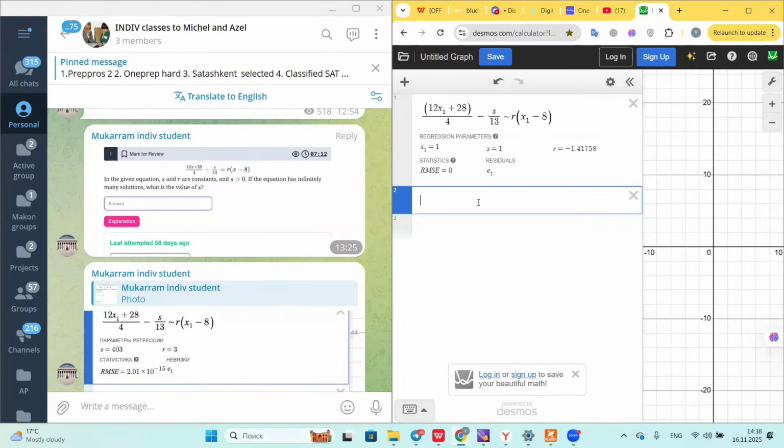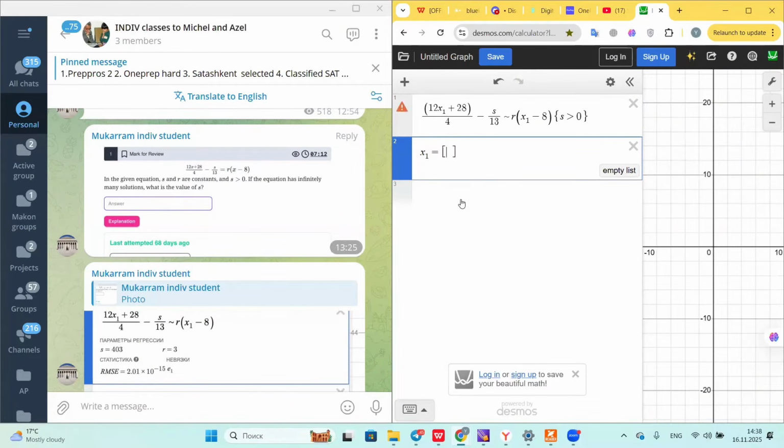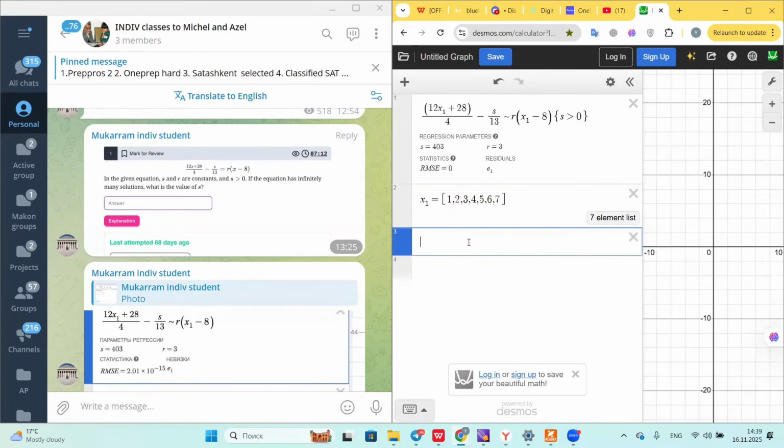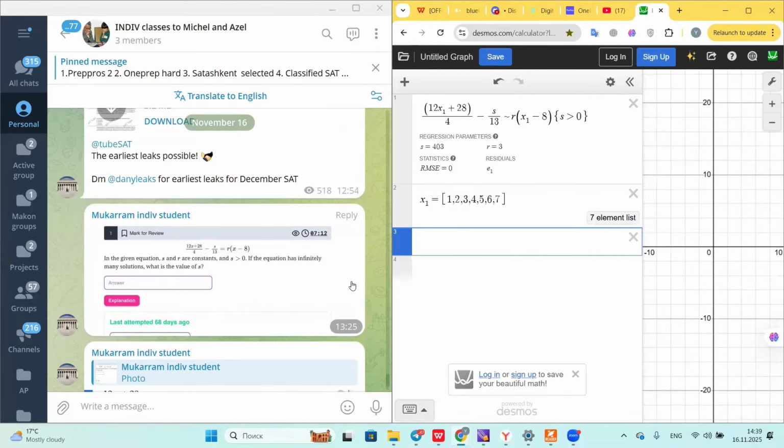You can see, guys, here s can be greater than 0. We can add this condition as well, s is greater than 0 as an additional condition. And at the same time, it has infinitely many solutions. It means x1 can be any number in the world. What numbers can it be? It's a set of elements. It can be 1, 2, 3, 4, 5, 6, 7, etc. The values of s and r never change. That's why the correct answer for this question will be just s.